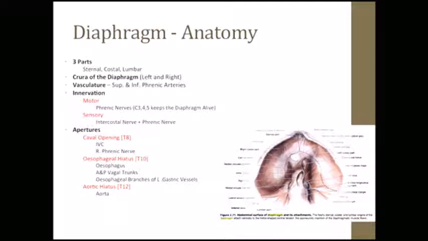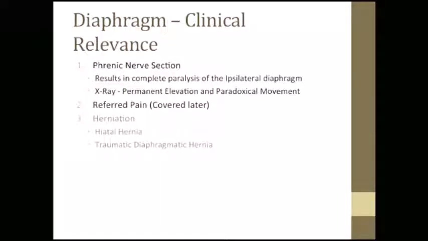And these are basically the things that go through your hiatus. And these are some of the others which also exist but aren't too important. Okay. So these are some of the clinical relevance for your diaphragm. So if you have a phrenic nerve section, which is a cut to your phrenic nerve or damage to your phrenic nerve, it can result in complete paralysis of the ipsilateral diaphragm, so the diaphragm on the same side. So when you see this on the chest x-ray, what you would see is an elevated hemidiaphragm, so your diaphragm will look more concave. It'll look elevated because that's the resting position of your diaphragm. Okay? And I'll cover referred pain later.